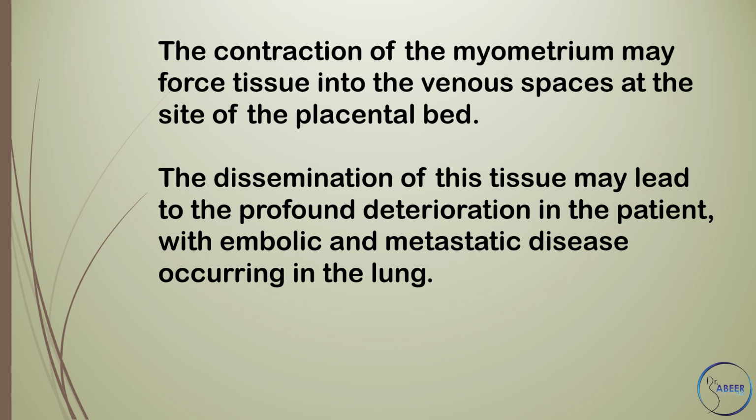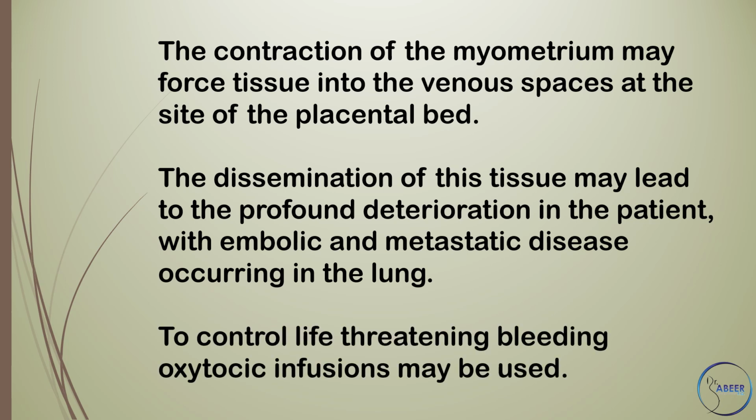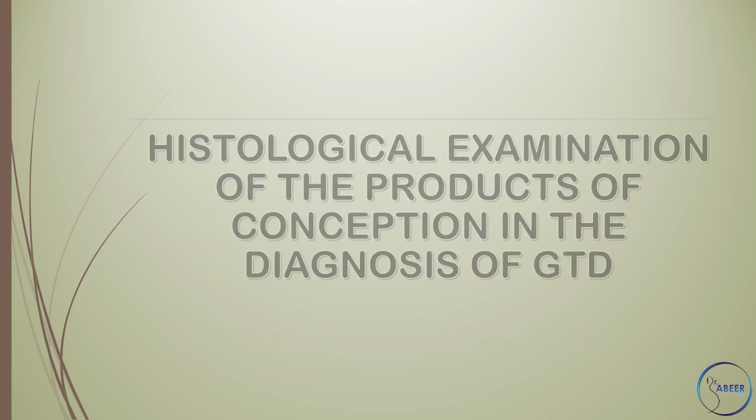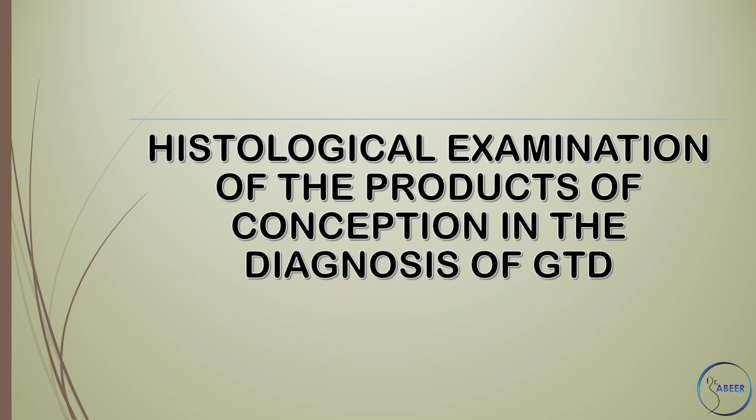The dissemination of this tissue may lead to profound deterioration in the patient, with embolic and metastatic disease occurring in the lung. To control life-threatening bleeding, oxytocic infusions may be used. Histological examination of the products of conception in the diagnosis of gestational trophoblastic disease.